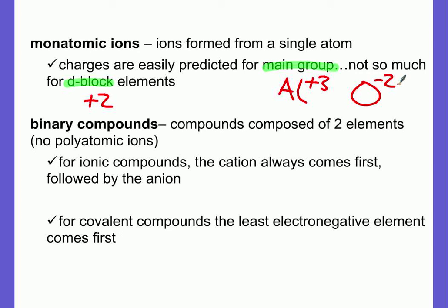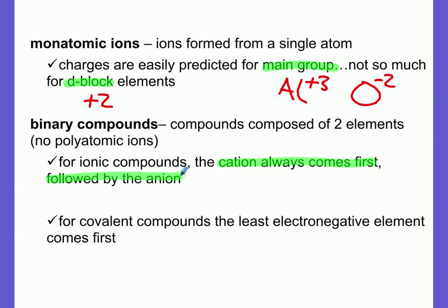Okay, so we're focusing on naming binary compounds, compounds composed of 2 elements. So it says no polyatomic ions, initially at least. For ionic compounds, the cation always comes first, followed by the anion. For covalent compounds, the least electronegative element comes first. We'll come back to that later because we're not going to talk about naming the covalent compounds right away. But at least for right now, we should know that it's aluminum oxide, not the other way around.